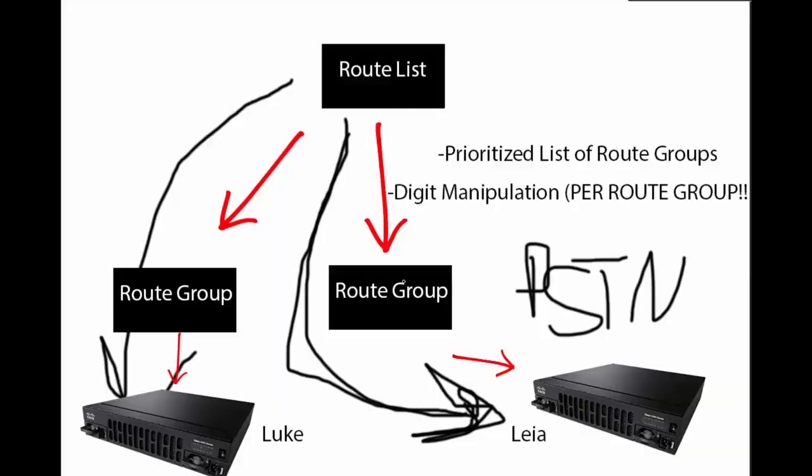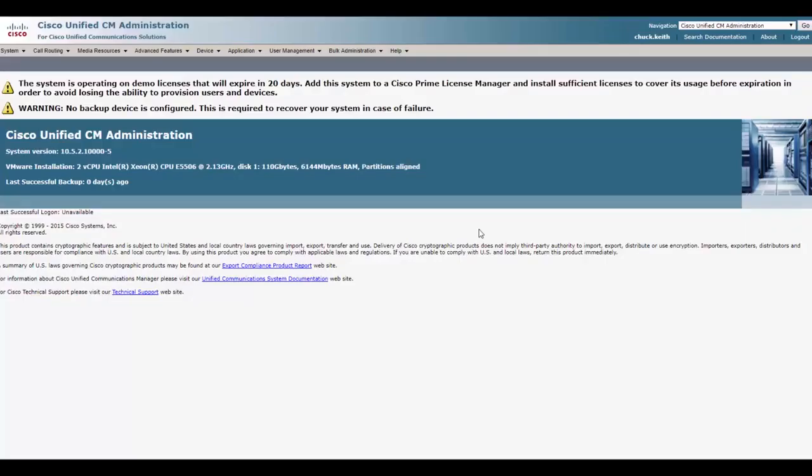Check it out. So you know what? Enough theory. Let's dig in. Let's get into CUCM, get our hands dirty. Let's configure a route list. All right, guys, here we go. Time to configure our route list. We've already configured our route groups, Luke and Leia. So now we gotta get our route list into play. Just one. I said route list. We're just doing route list.